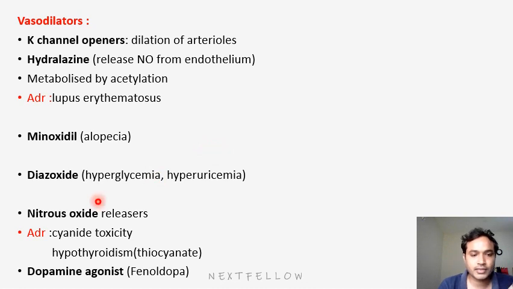The next vasodilator is nitric oxide. Drugs that release nitric oxide cause a vasodilatory effect. The major adverse effects of nitroprusside are cyanide toxicity and hypothyroidism. Hypothyroidism is due to thiocyanate accumulation. The next vasodilator drug is dopamine. Selective dopamine agonist is fenoldopam. This is also a vasodilator, so we can use it as an antihypertensive agent.